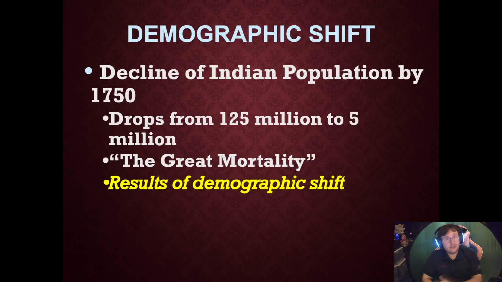So, what does all this come into? This comes into a demographic shift. This is going by 1750, due to the influx of European diseases and conquering and conquest. The population is going to drop from 125 million people to 5 million people. This is known in many native cultures as the Great Mortality, and this Great Mortality is just 90% of the Native American population being wiped out, killed due to diseases or killed due to conquest.